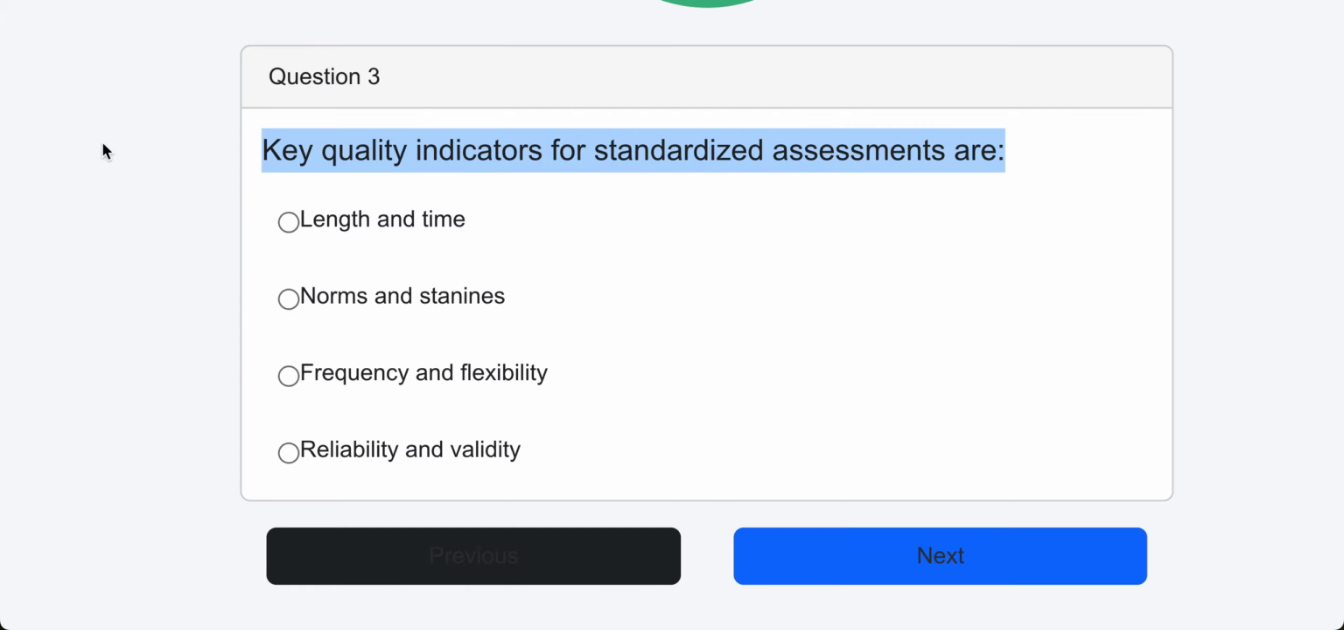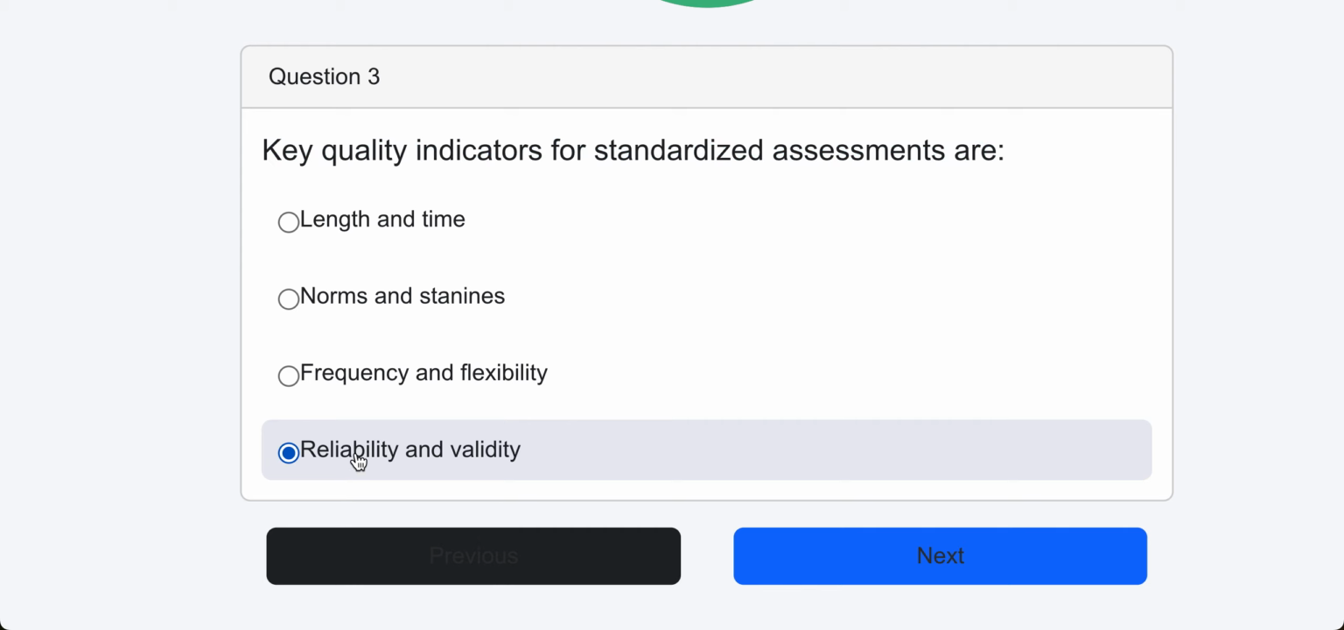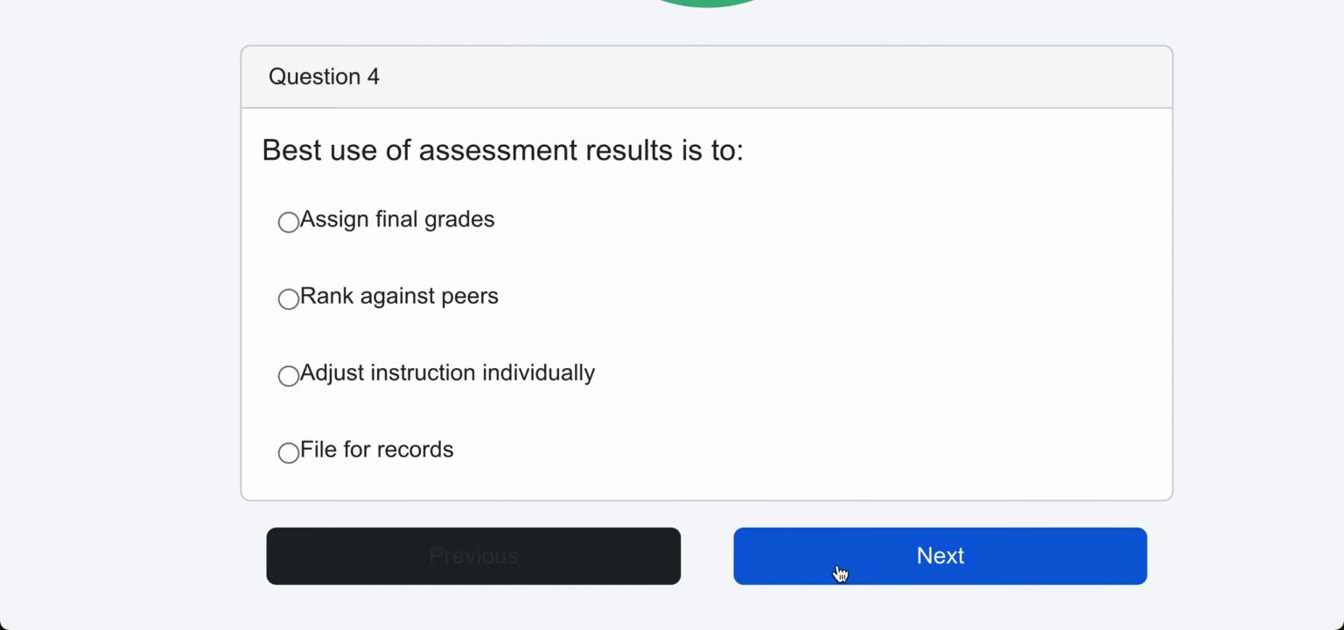This one is a fill in the blank question, and it reads, key quality indicators for standardized assessments are, and then we need to fill in the blank. Take a moment here, pause the video if you need, try to find the best answer. I'm looking right here at reliability and validity. So remember that also, in case you receive a question on test day that asks, what is the reliability of a standardized assessment? Remember that reliability means consistent scores, and validity means the measure of what it claims to measure. Okay, so moving on to question number 4.